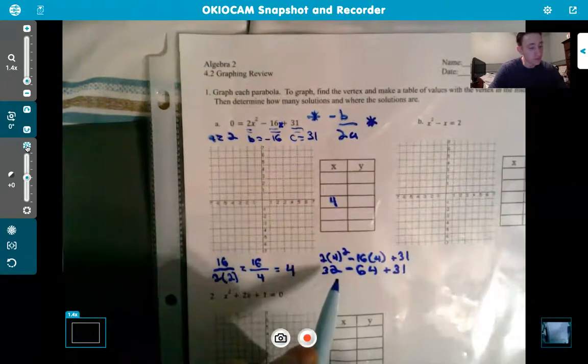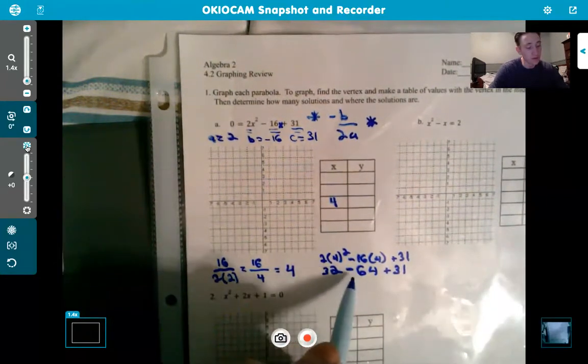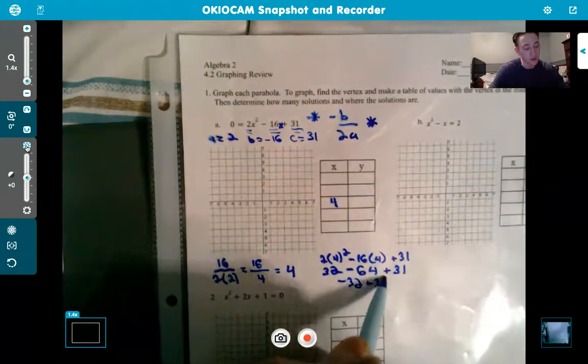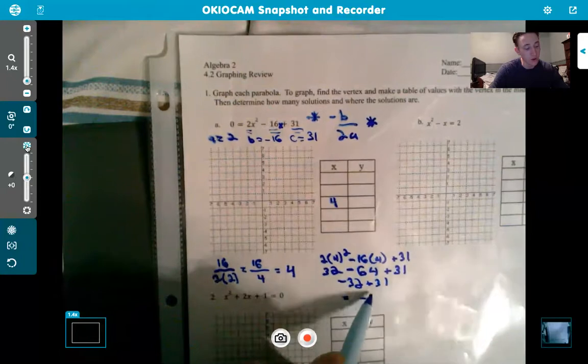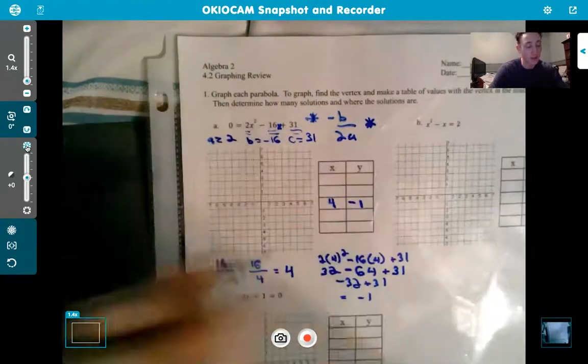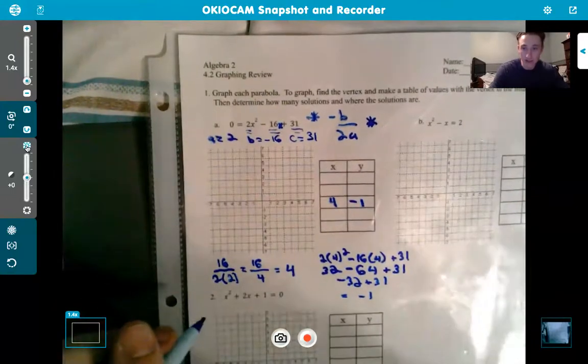Well, 32 minus 64 is going to give me a negative 32. Plus a 31 is going to give me a negative 1. So I know that my y value at 4 is negative 1. And that is my vertex point.